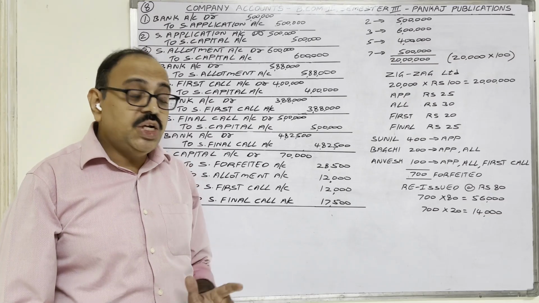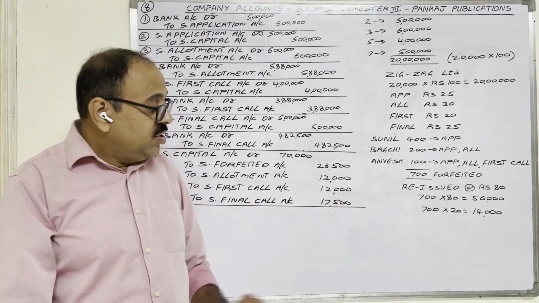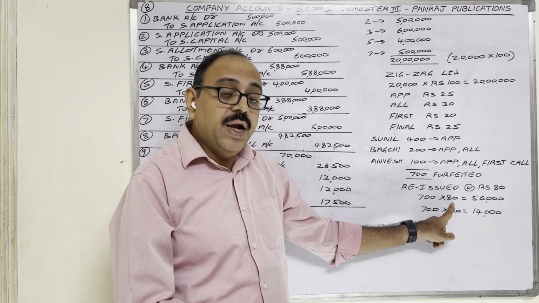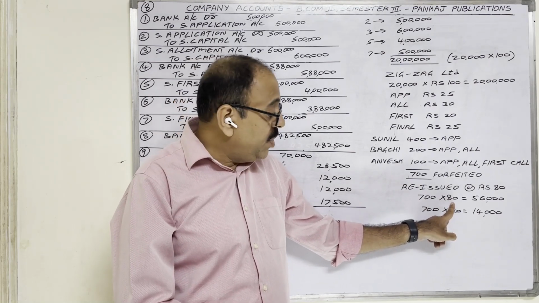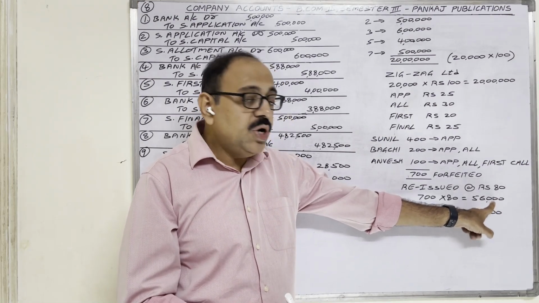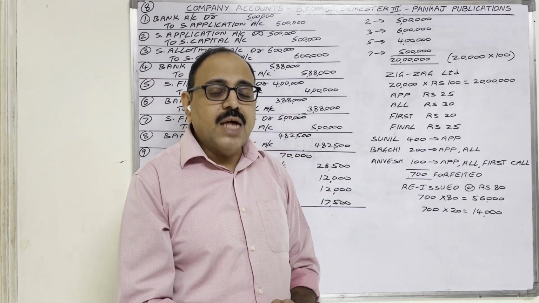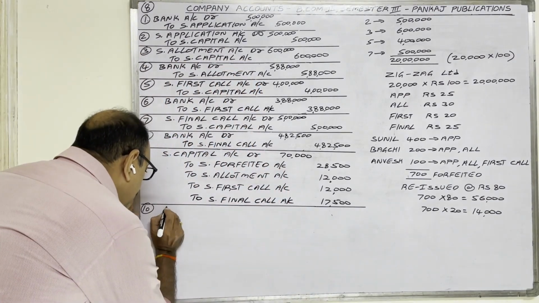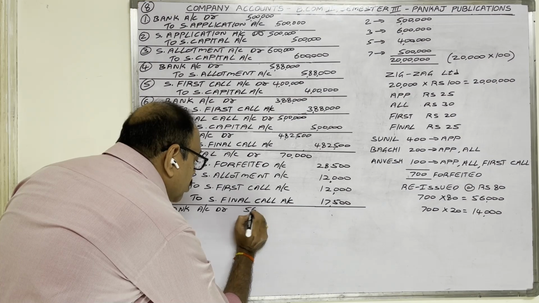Next entry is for reissue of forfeited shares. Forfeited shares, 700 shares are reissued at 80 rupees. So from applicants, 56,000 rupees came. So our assumption is this amount is deposited in bank account. As per personal account rule, bank account should be debited. Bank account debtor, 56,000 rupees.